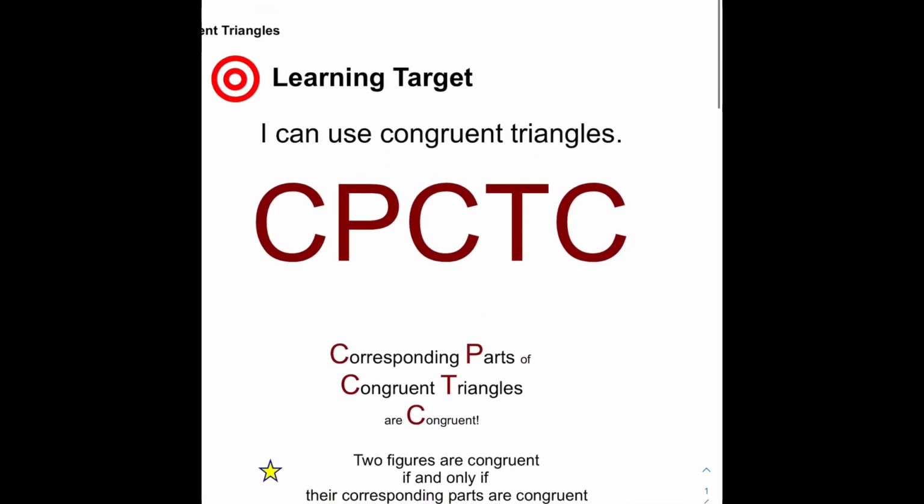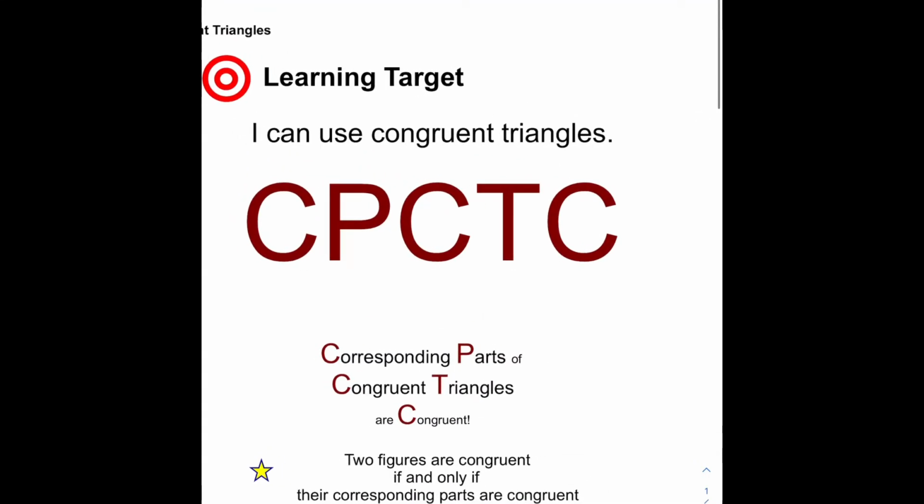All right, next lesson in geometry. I can use congruent triangles. This is the CPCTC theorem postulate. And so what this means is corresponding parts of congruent triangles are congruent. So I want you to pause and say that at least 4 or 5 times. Corresponding parts of congruent triangles are congruent.